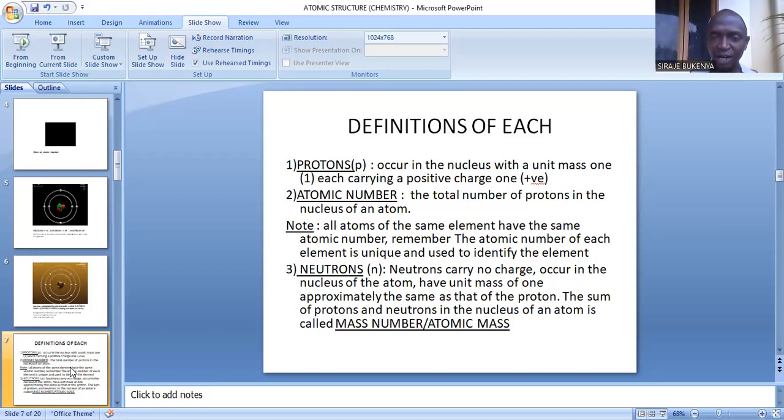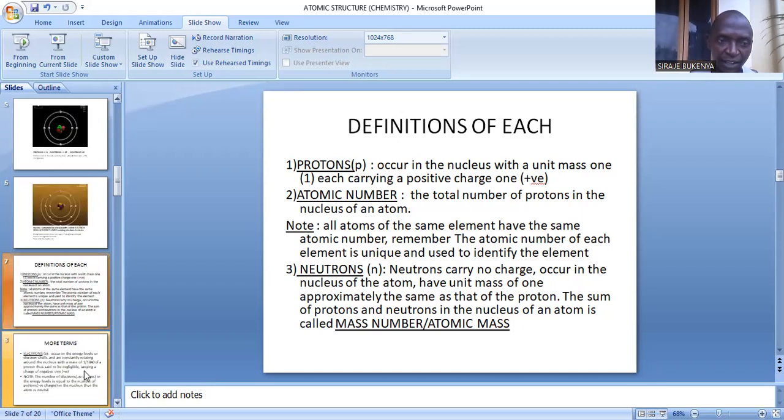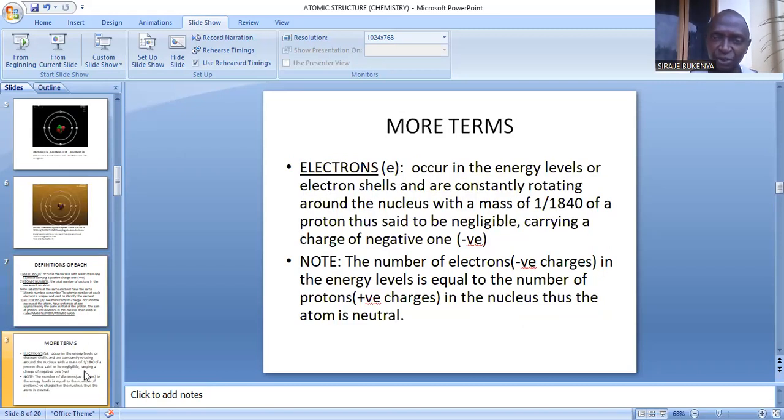And it will be used to identify the element. Then the neutrons are also in the nucleus, but for them we say they carry no charge. And they also have a unit mass. They're always approximately the same number as the protons. When you sum up the protons and the neutrons, you get what we call the mass number or the atomic mass. Then we can look at other terms like electrons.